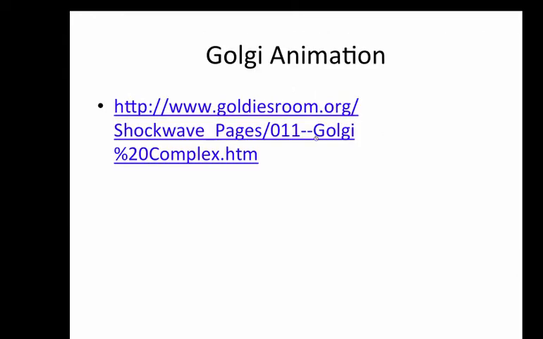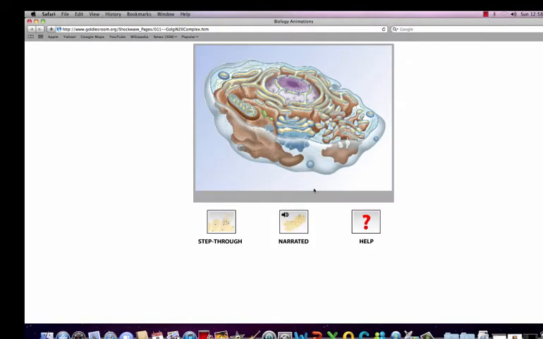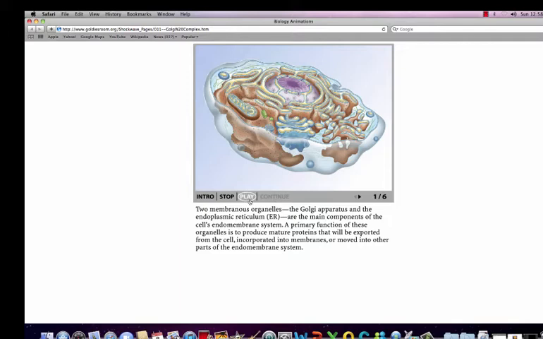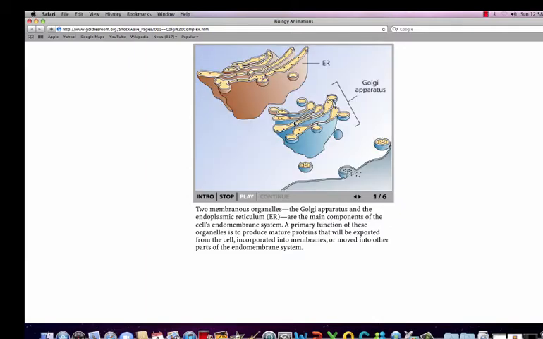Okay? So let's look at this animation. And in this animation, you'll notice various steps. Okay? And I want you to really look at how the ER and the Golgi work together. So as I mentioned, this is the Golgi, and what you see highlighted in orange is the endoplasmic reticulum. And now we're magnifying the ER and the Golgi. And so you see these vesicles that are budding off from the ER, and they're traveling to the Golgi. Okay?